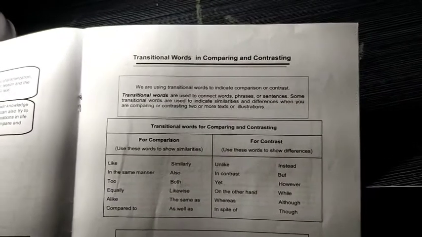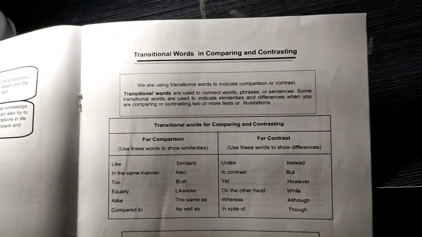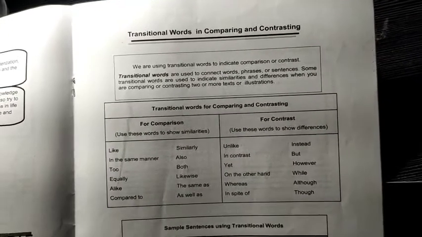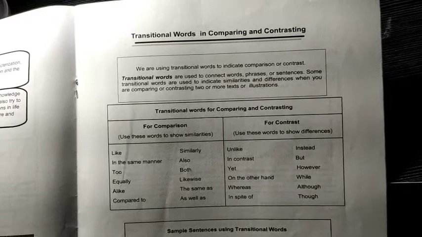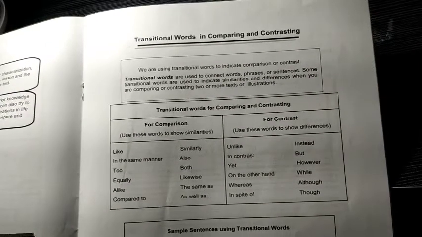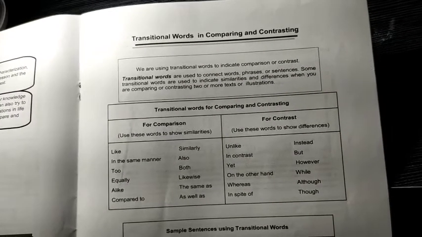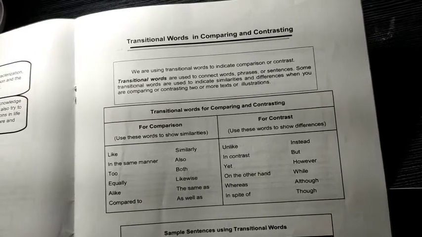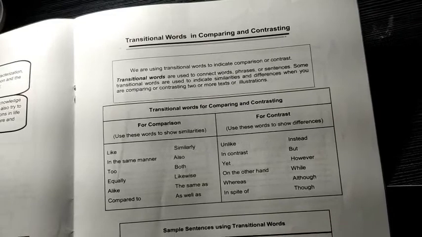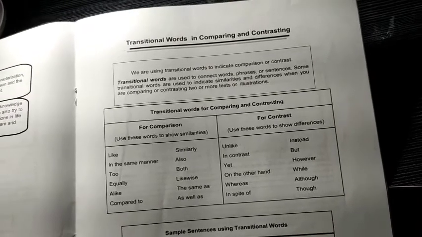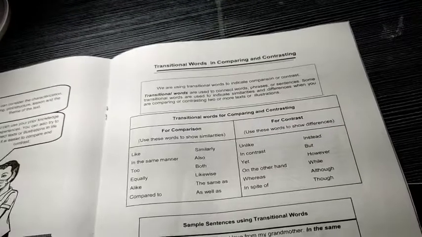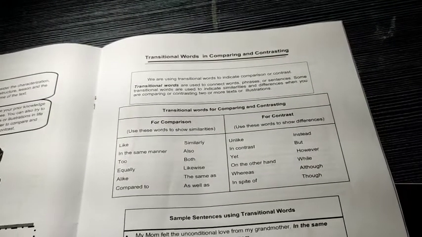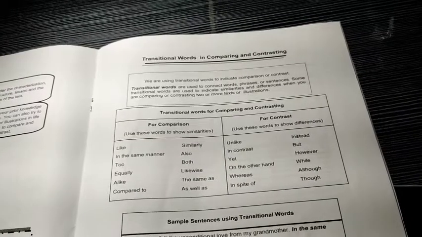So now we will proceed to the transitional words in comparing and contrasting. We are using transitional words to indicate comparison or contrast. Transitional words are used to connect words, phrases, or sentences. Some transitional words are used to indicate similarities and differences when you are comparing and contrasting 2 or more texts or illustrations. So when we say transitional words, it is not only about comparing and contrasting. We have many transitional words.